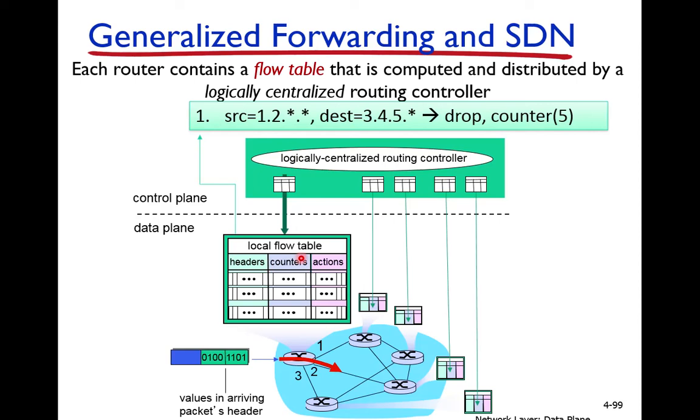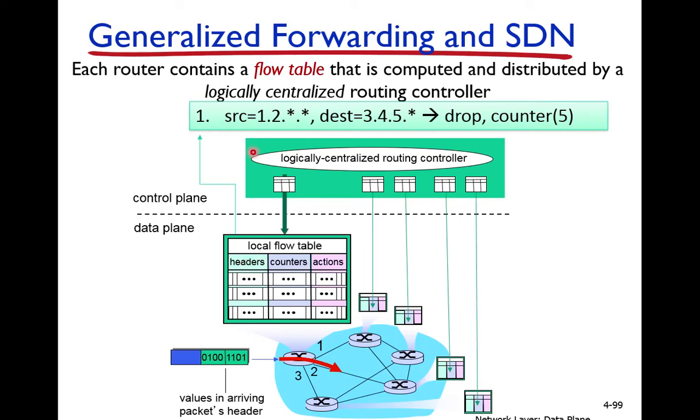And in the per router control, we have discussed that it was destination based, but here it is more general. In the SDN, each switch has a local flow table. The forwarding table is called the local flow table. Its structure is like this: we have header, we have counter, and we have action. The header is also called pattern.